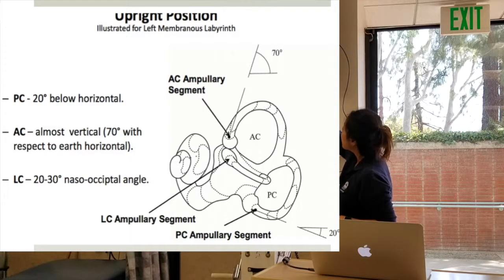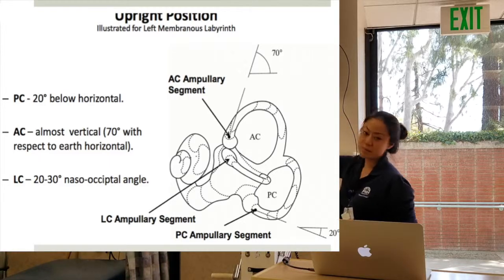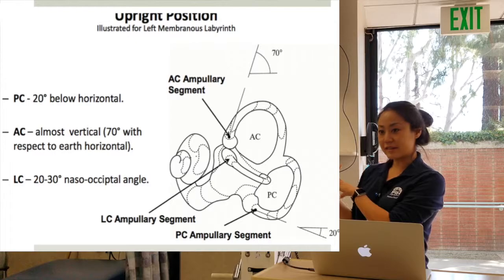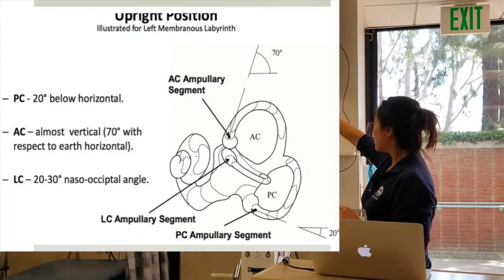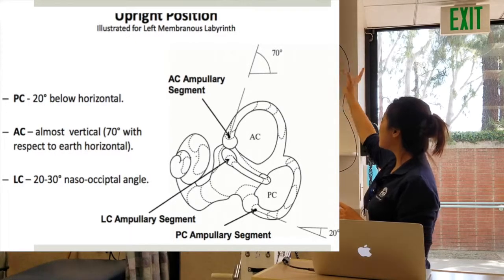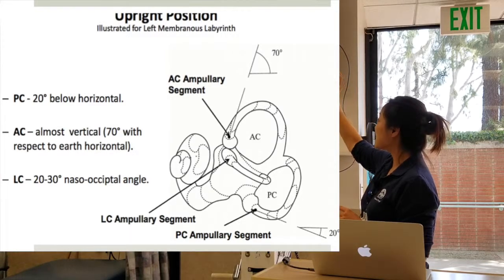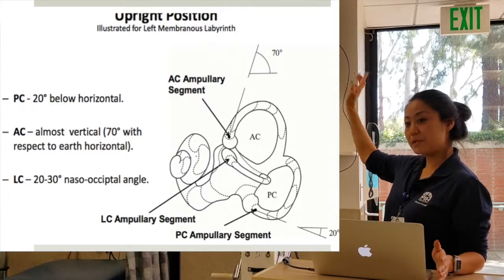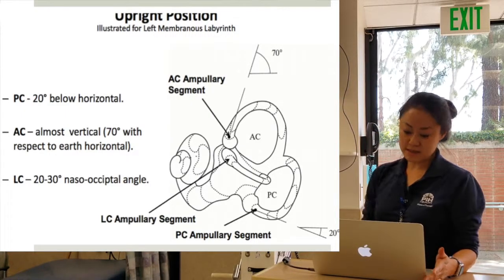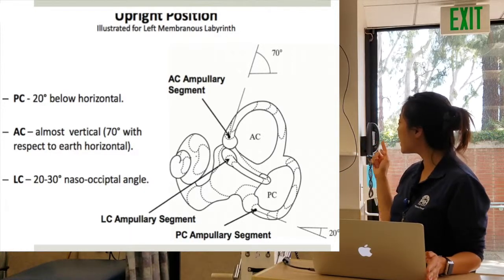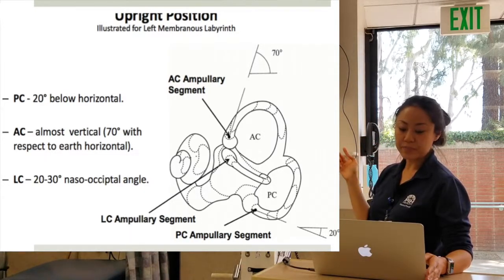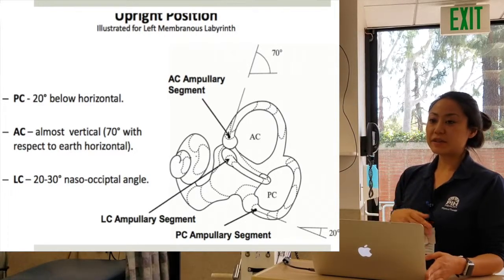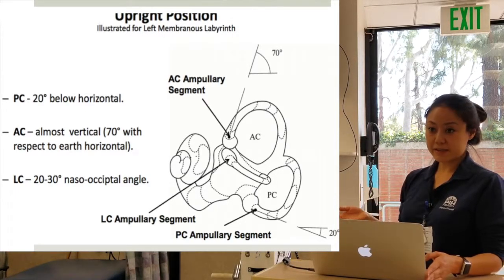If you look here, each of those canals has an ampullary segment. In that ampullary segment is the cupula with the hair cells that deflect. Depending on how your head is positioned, the endolymph will flow and it'll either excite or inhibit the response, depending on how the cupula is going to deflect. For the anterior and posterior canals, deflection away from the cupula is exciting. Deflection towards the cupula inhibits the nerve.